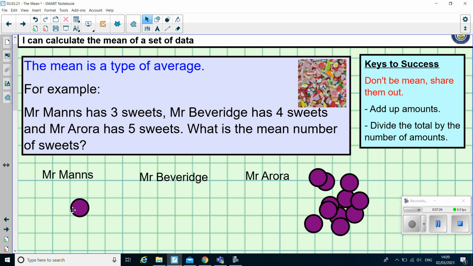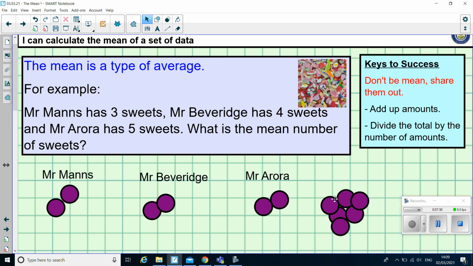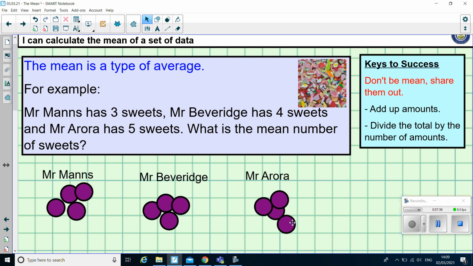Okay, and then we're going to share them out. I'm just going to move the counters across the screen. I'll move the sweets across the screen until everyone has got an equal number, because that's the fairest way to do it, isn't it? Okay, and we can see there that each of the teachers ended up with 4 sweets.